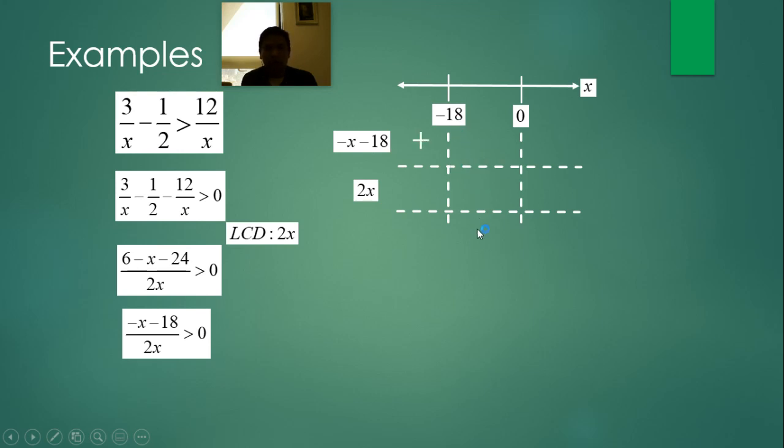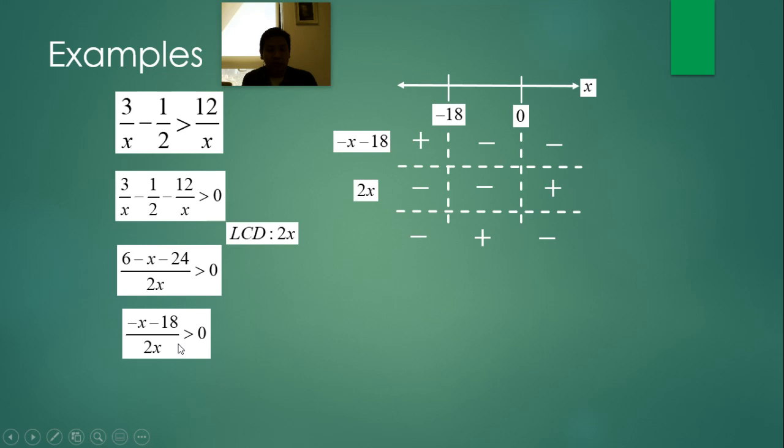So for negative 18, we consider values less than negative 18, it makes this positive. It makes this negative, and if we take values in between negative 18 and 0, it's negative there as well. For 2x, it's negative for values less than negative 18, negative for values in between negative 18 and 0, and then positive for values more than 0. And then we consider, of course, this is a quotient, so we consider the quotient of these signs. Positive divided by negative is negative. Negative divided by negative is positive, and then negative divided by positive is negative.